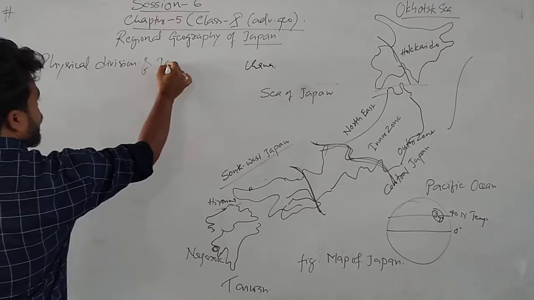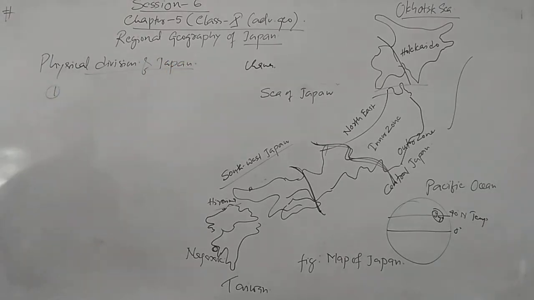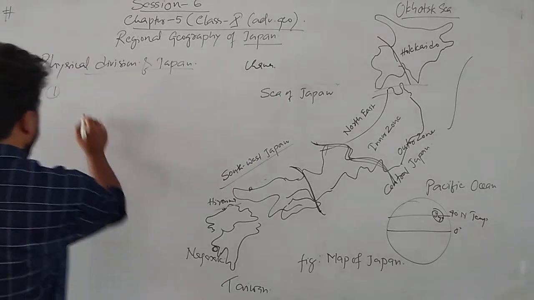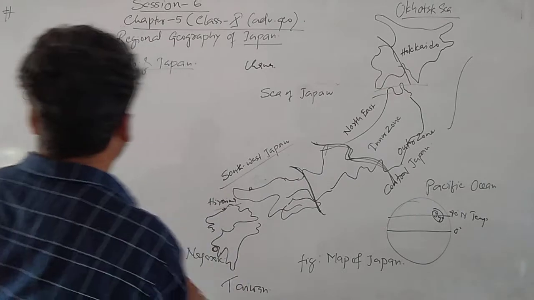Physical division of Japan. We know there are 4 physical divisions. Number 1 is the Hokkaido region. The Hokkaido region is very visible in the map. This is the Hokkaido region.